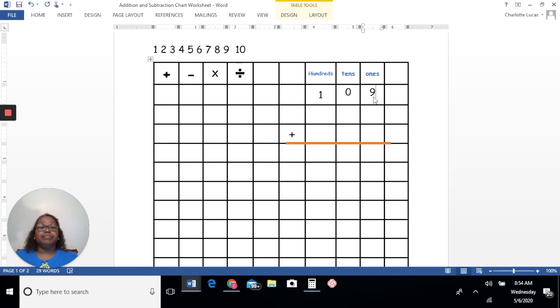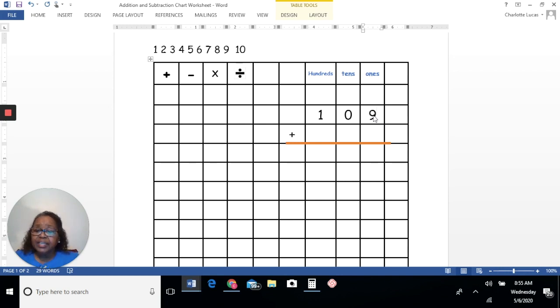All right. Ooh, you know what I've done? I've put this in the wrong place. I need to put it in the correct place for my chart. 1 hundred, 0 tens, and 9 ones. That looks better, doesn't it? Good. What is our next number?